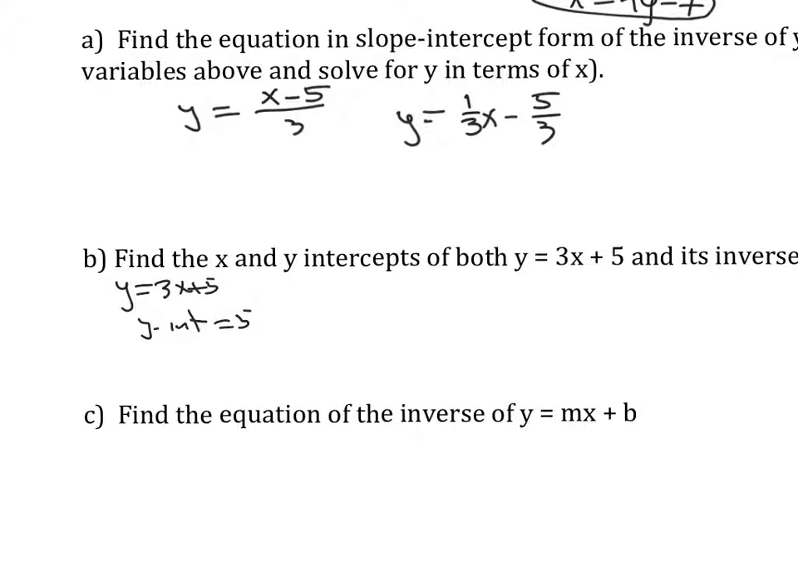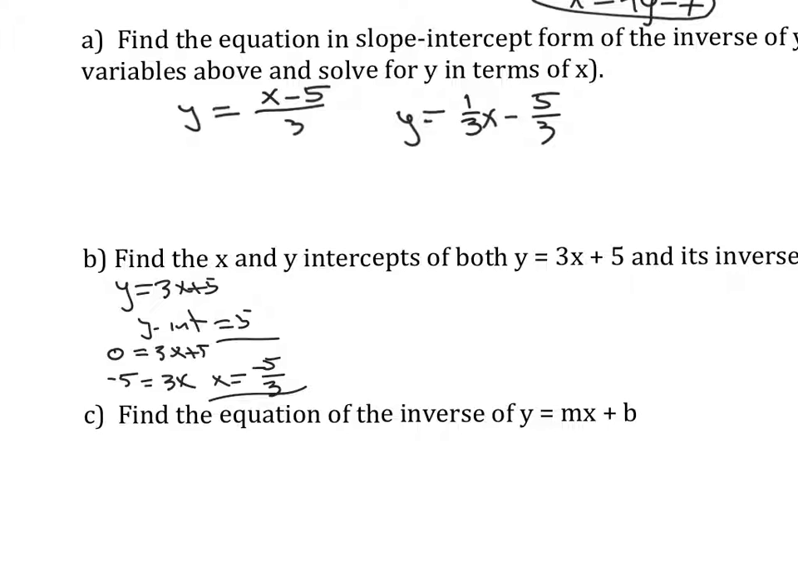And our x-intercept would be the value we get when we set y to 0. So we get 0 equals 3x plus 5, and that would give us negative 5 equals 3x. So x equals negative 5 over 3. Okay, so those are our x-intercept and our y-intercept.